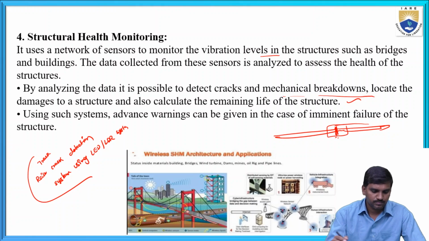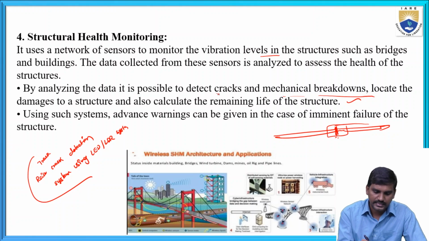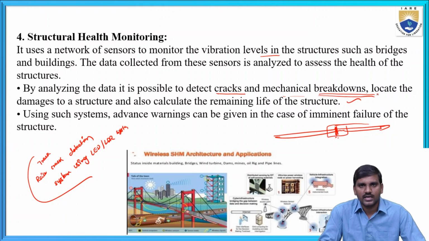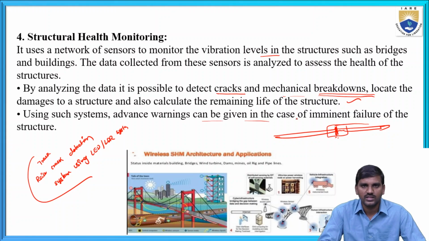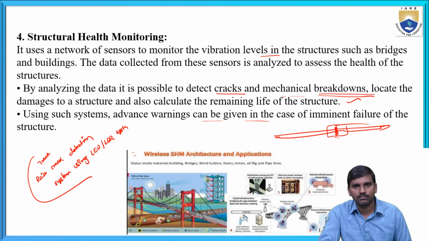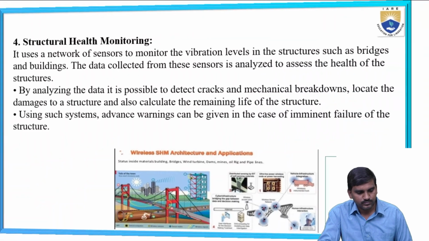So here, the same also applies for bridges: detect cracks, mechanical breakdowns, locate the damage to a structure, and also calculate the remaining life of the structure. Using such systems, advanced warnings can be given in the case of imminent failure of the structure. So this is about structural health monitoring for bridges, cracks, whatever construction is going on. We can implement this structural monitoring system under cities.